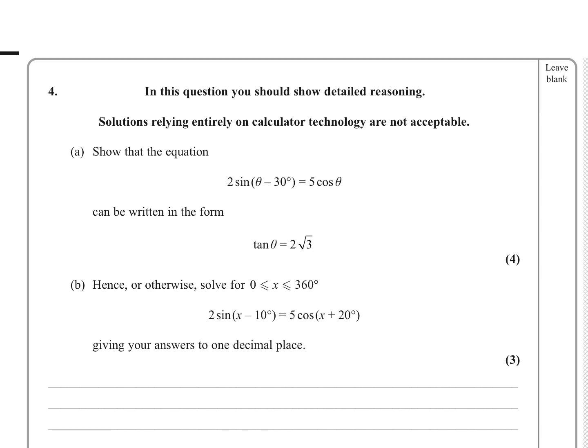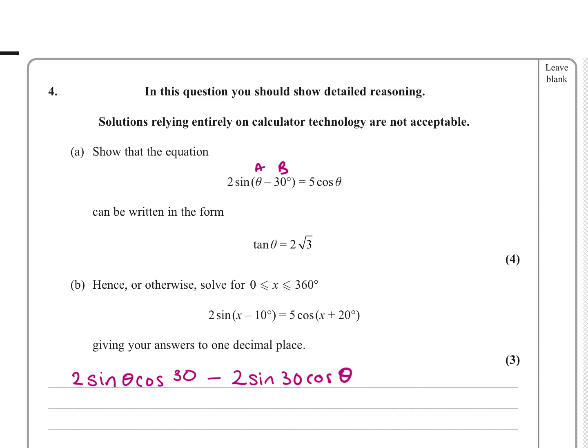Okay, so question 4. Show the equation can be written in this form. The first thing I'm seeing, I see this, I'm thinking sine A plus B. Well, in this case, sine A minus B. So I'm going to have two lots of, and this is my A and this is my B, and this is in the formula. And I get two lots of sine A. Put minuses everywhere. So this is then cos 30 minus 2 sine 30 cos theta.